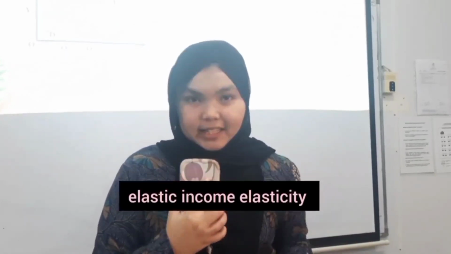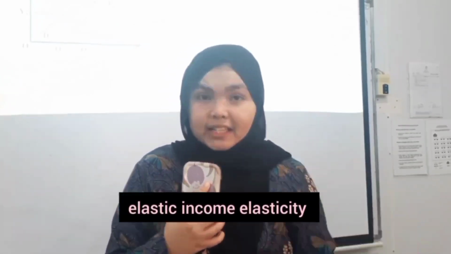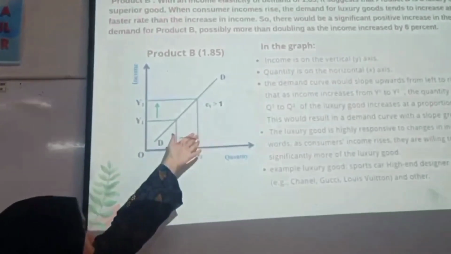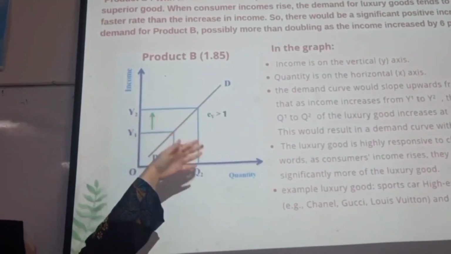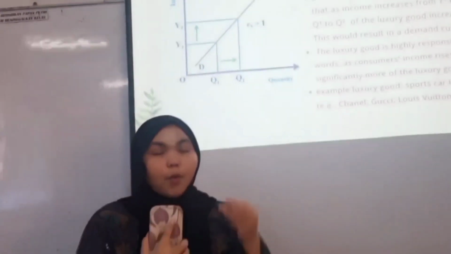The next part is product B. As you know, product B is 1.85. So we can determine product B has an elastic income elasticity. Why elastic income elasticity? Because product B is more than 1, this is 1.85. I'm going to explain one by one in the graph.